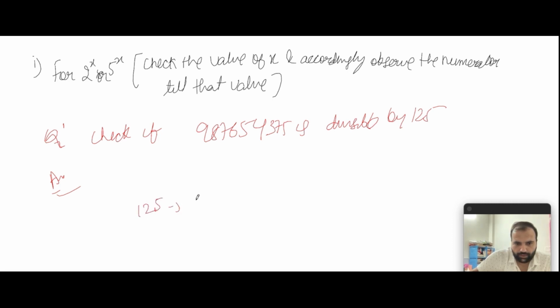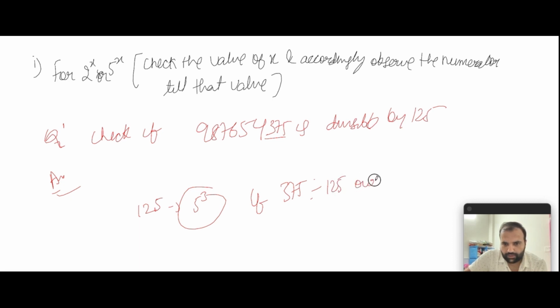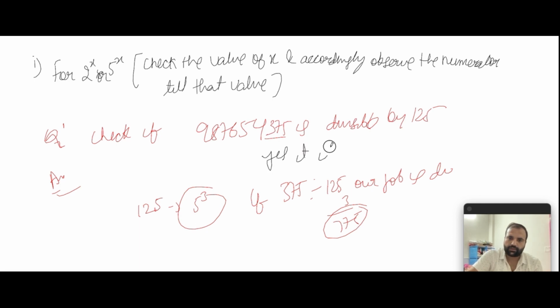125 can be written as 5 cubed. So what we can do over here is we can look at the last 3 digits and see if they are divisible by 125. So if 375 is divisible by 125, our job is done. I see it is done 3 times, I believe. So yes, it is divisible. Okay, I'll do another question.